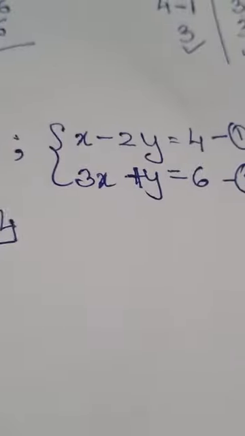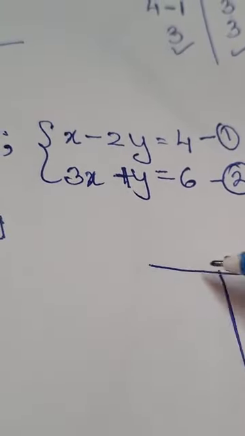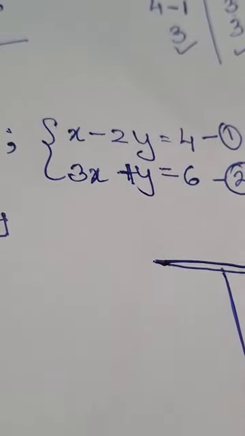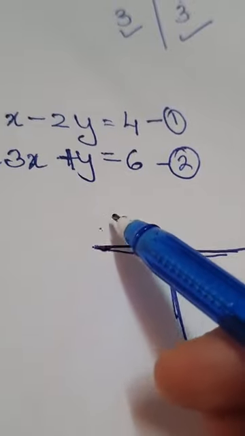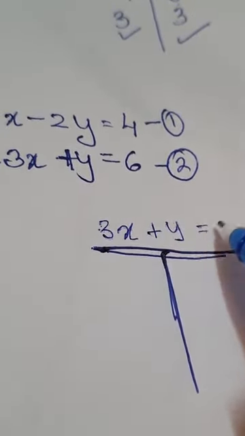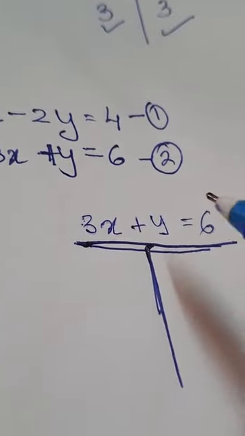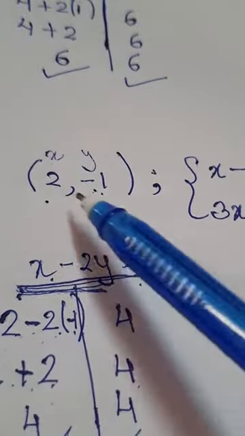Okay, now let's try for the other equation. Again, draw the T table. You do it neatly because I'm writing it straight. I cannot do it neatly. So the equation is 3x plus y equals 6. Okay. So what are the two coordinates which they gave us? 2 and minus 1. X is 2.